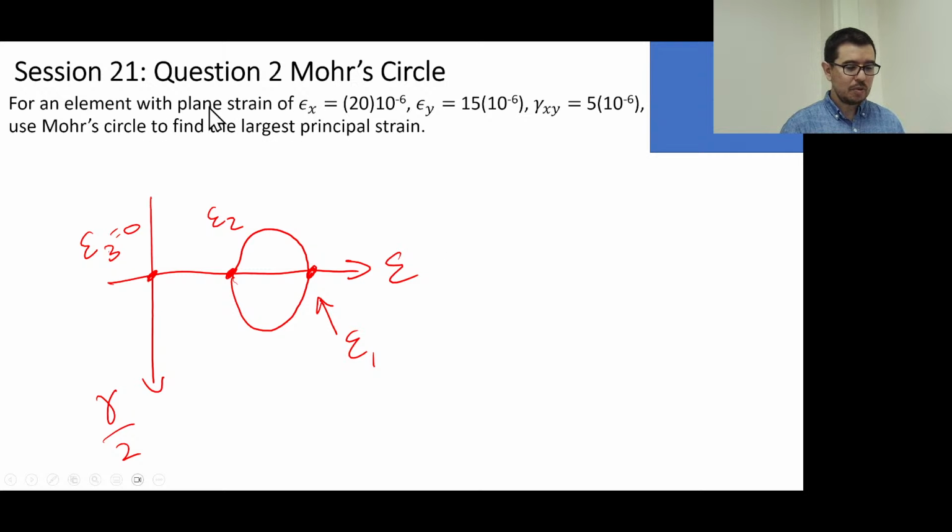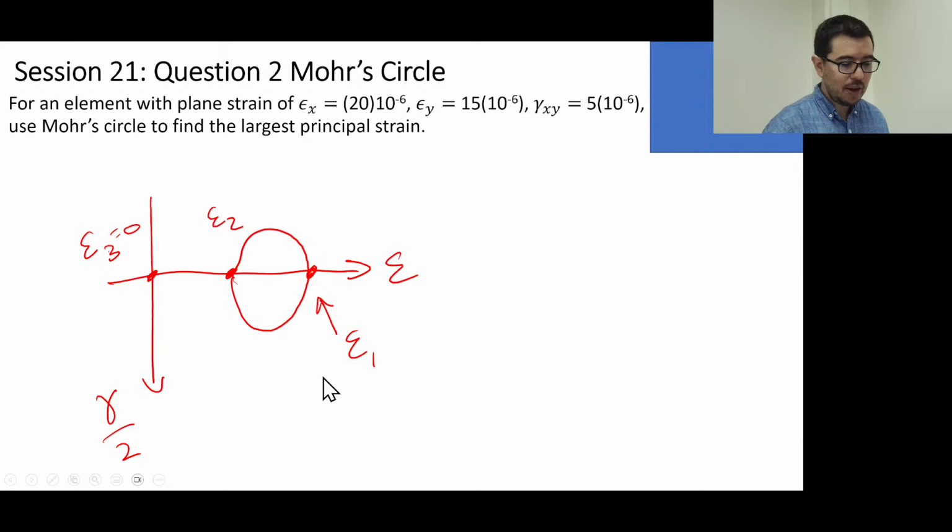So, for the homework, you're going to have some type of epsilon x and epsilon y and gamma xy, right? And just make sure you divide the gamma xy by 2 when you draw it out, okay? And you'll have a fun time figuring out what the largest principal strain is. What is that going to be?